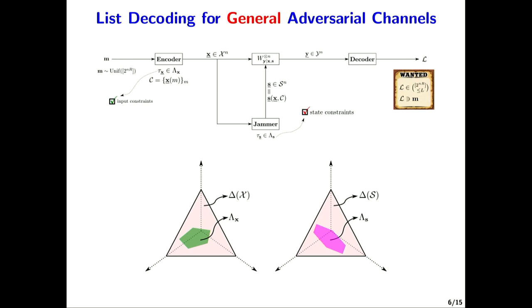So now, again, the goal for the communication is to decode to a small list of messages which contain the truly transmitted one. So for this general setting, of course, it covers the binary channel and also many other channels, but it excludes the insertion-deletion channel because I require the channel to act on the inputs component-wise. It cannot capture the insertion-deletion channel, unfortunately.